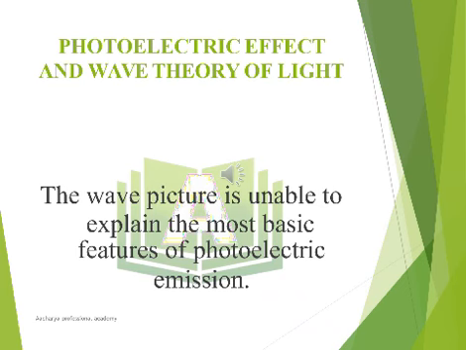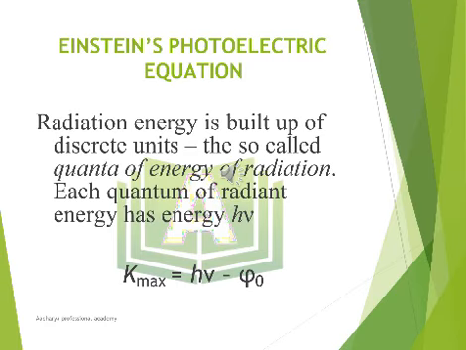According to the classical wave theory, there are certain limitations on the photoelectric emission. Einstein solved the problem by proposing that light consists of packets of energy called photons. The energy associated with each photon is h nu, where nu is the frequency. He also gave the equation: kinetic energy is equal to h nu minus phi naught. This phi naught is said to be the work function of the metal.